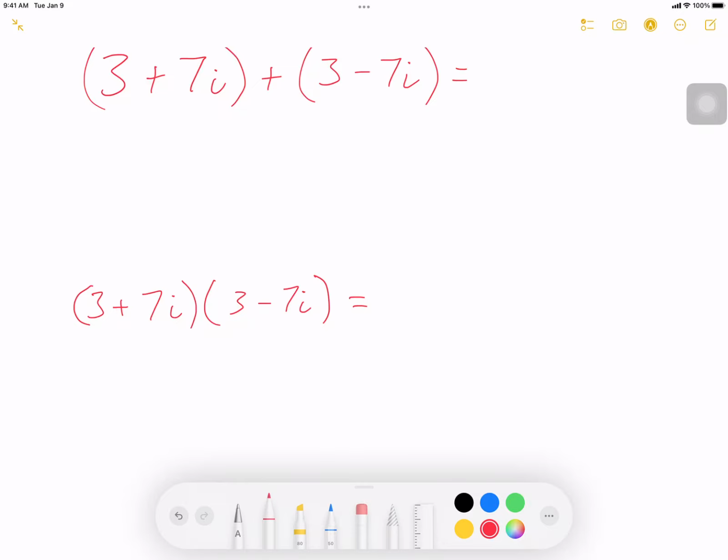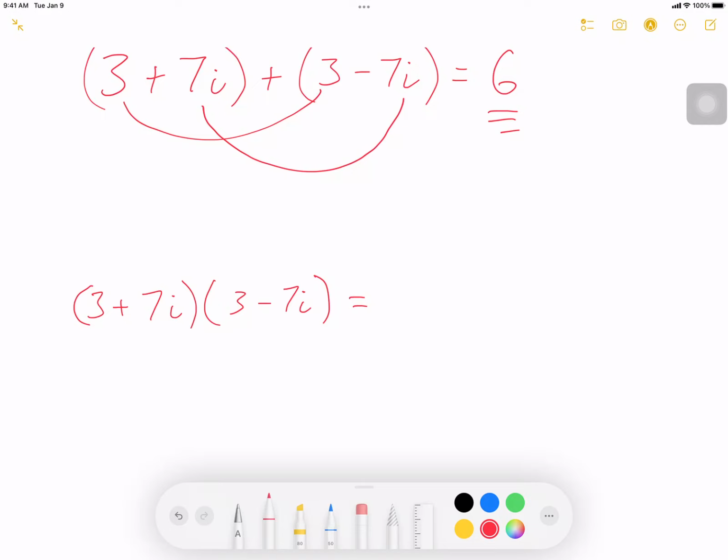So if we have a look at this, really first quick question, what's going to happen when we add these two conjugates of each other? So clearly we're going to add the real parts together. So 3 plus 3 is 6, and plus 7i plus minus 7i is going to be 0. So we get a real number here. The imaginary parts are cancelling out. We've added two complex numbers. We've got a real solution when we add them.